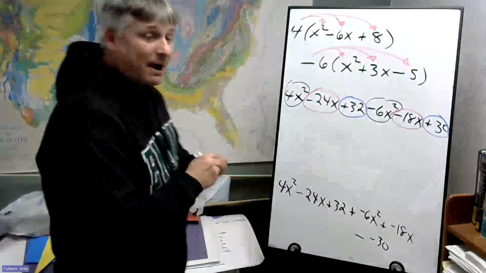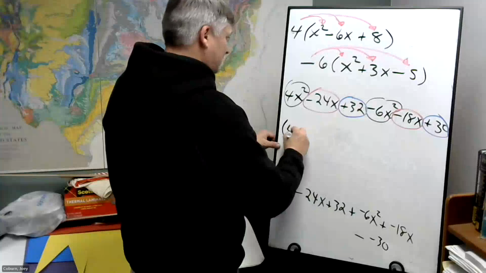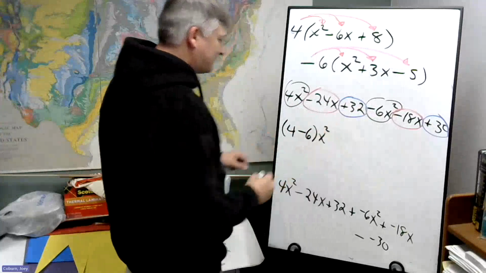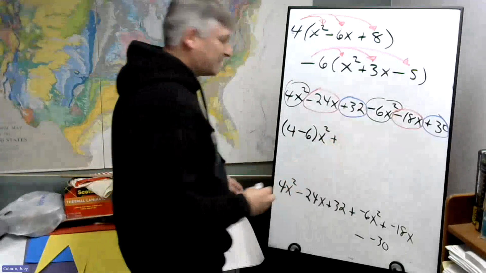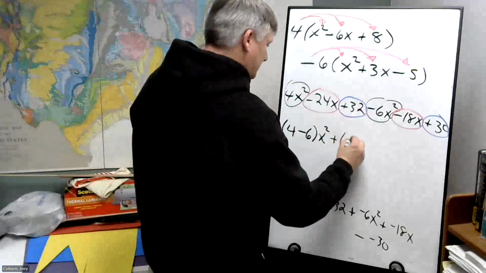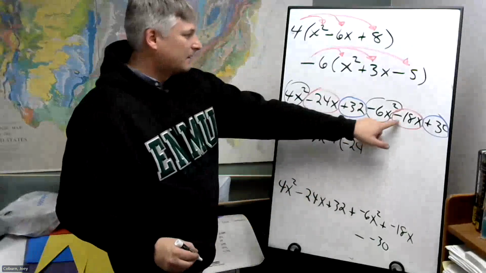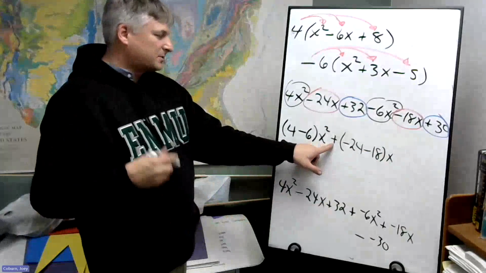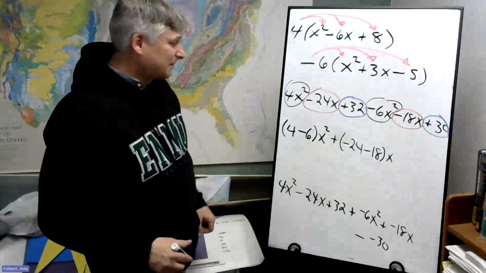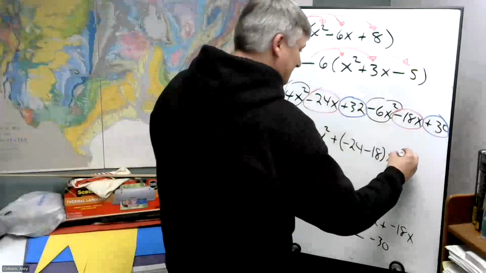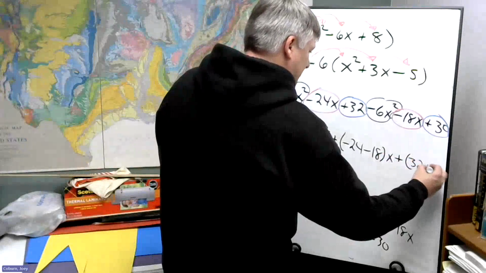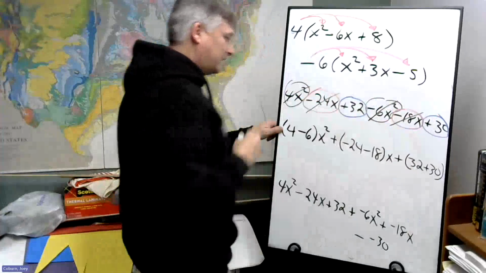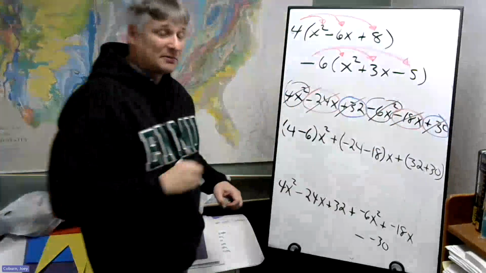So combining 4x squared minus 6, there's the x squared. And then I'll just put a plus in here for the next term. It's going to be -24 minus 18. And separating things by plus is usually harmless. Just want to be careful. 32 plus 30 for the constant term. So we've done the squares, we've done the x term, and then we've now done the constant.